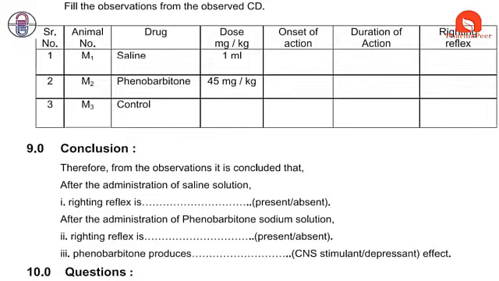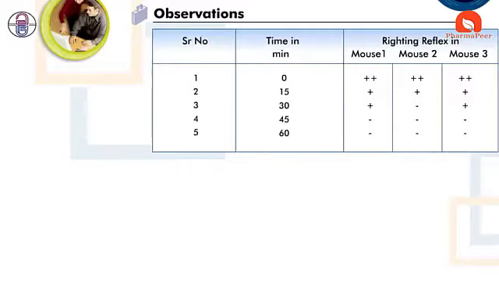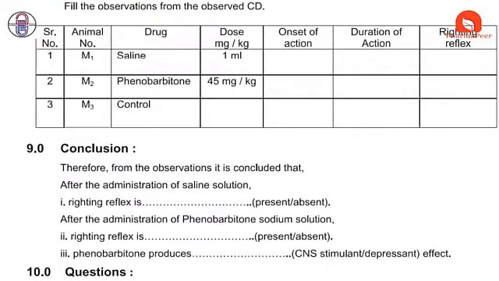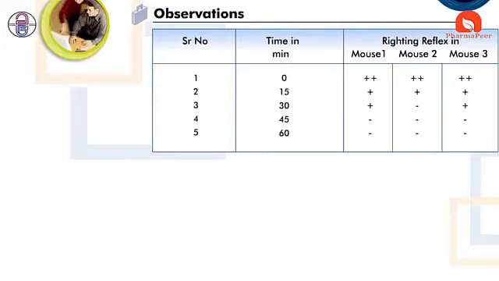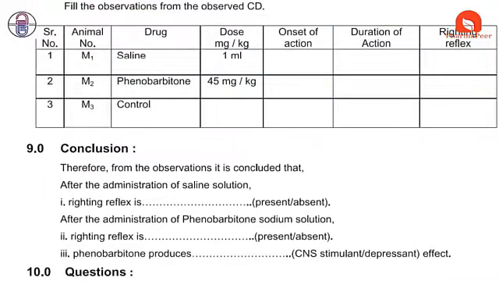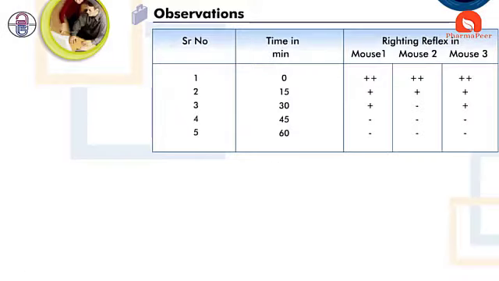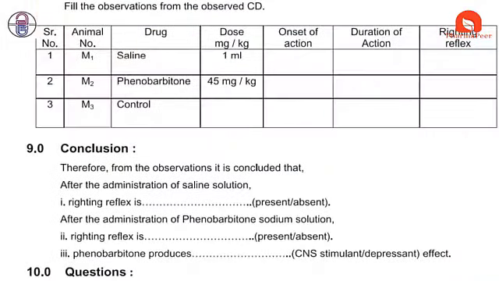When we administered M1, the onset of action we found was near about 30 minutes. Next, with M2, it starts after 15 minutes. With M3, again it is 30 minutes. So this is the onset of action.